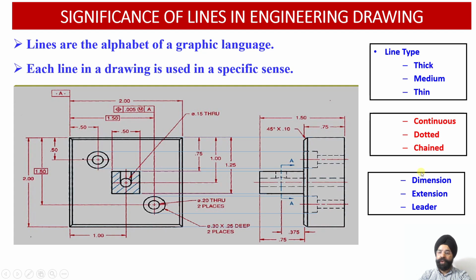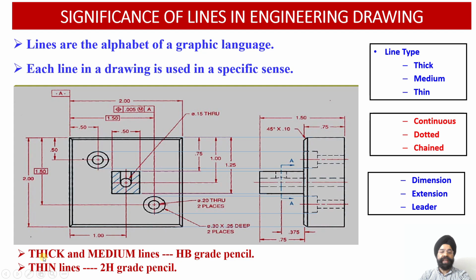So this way a number of categorizations are there. We need to understand how and where each and every type of line will be used in the engineering drawing. So we need to understand the basics of different types of lines.